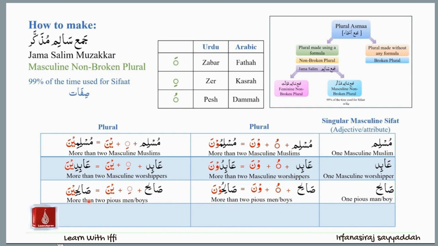The most important take-home message from this section are the ending sounds. Una ending sound and ina ending sound. Whenever we look at a word and we hear the una sound at the end or ina sound at the end, we should be thinking masculine, non-broken plural.